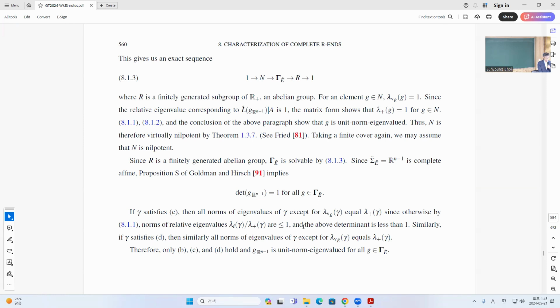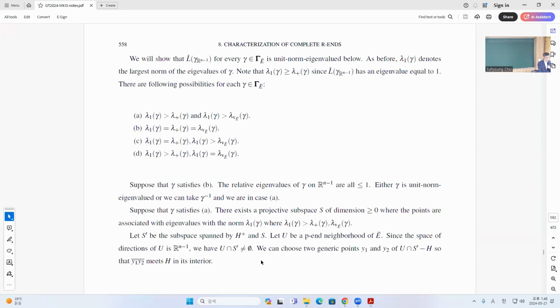So if it satisfies C, then everything in here is satisfied except for this equals lambda plus, since otherwise the norm of the eigenvalue is less than 1 and always less than 1, and the determinant is less than 1. Okay. So similarly, you can show all the eigenvalues except 1. So you have only 2 eigenvalues. So that's what happens. And therefore only B, C, D will hold.